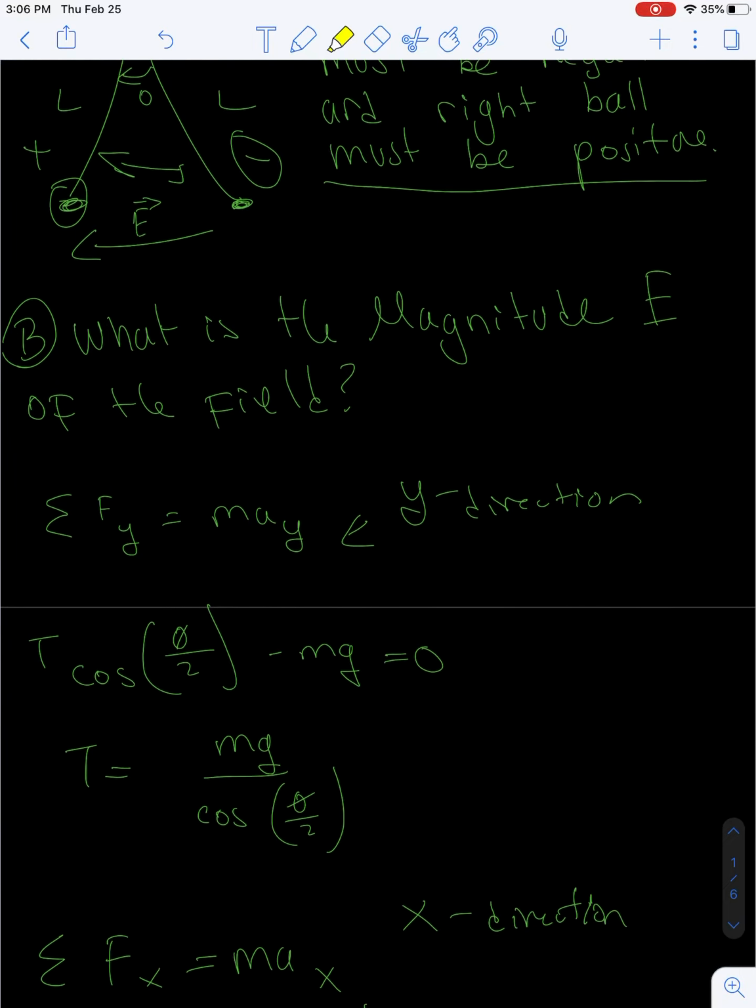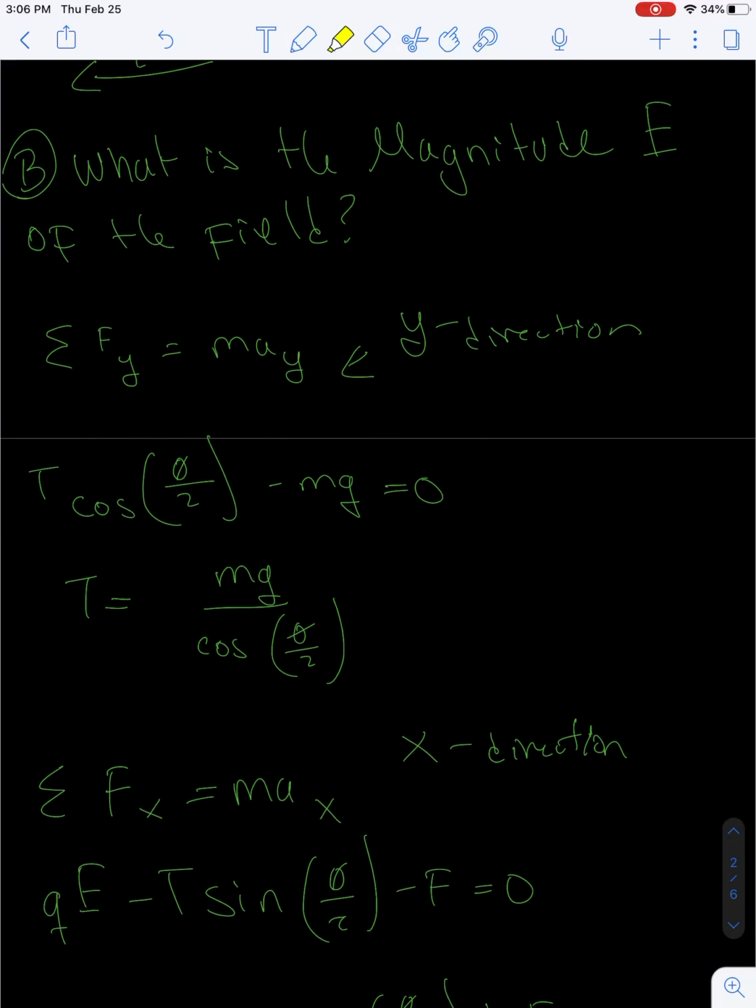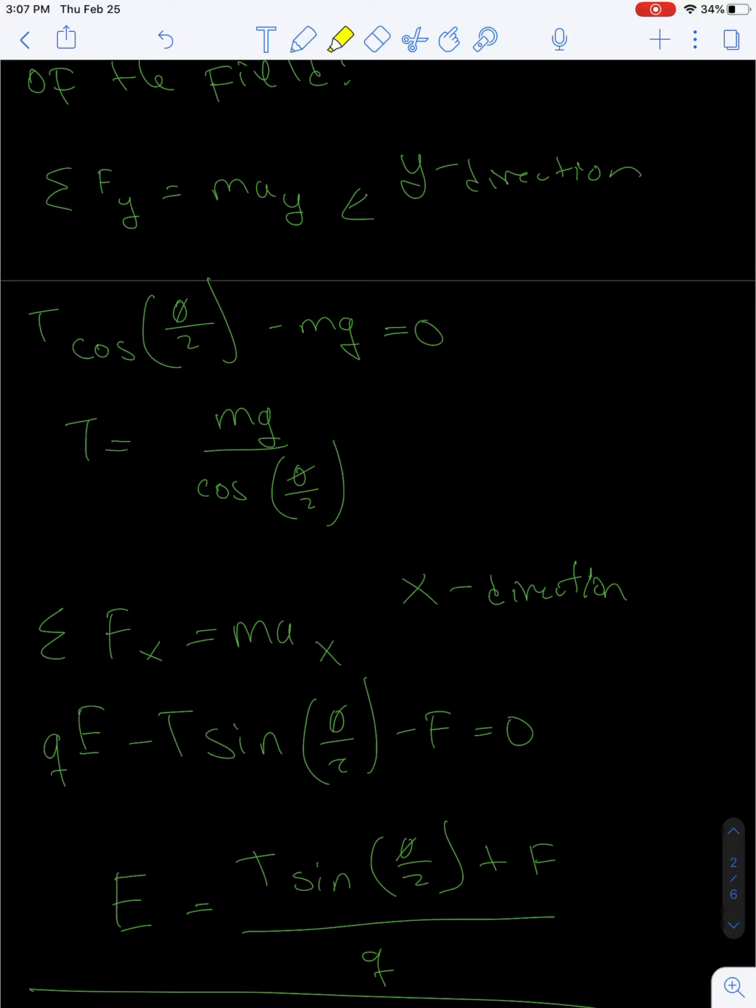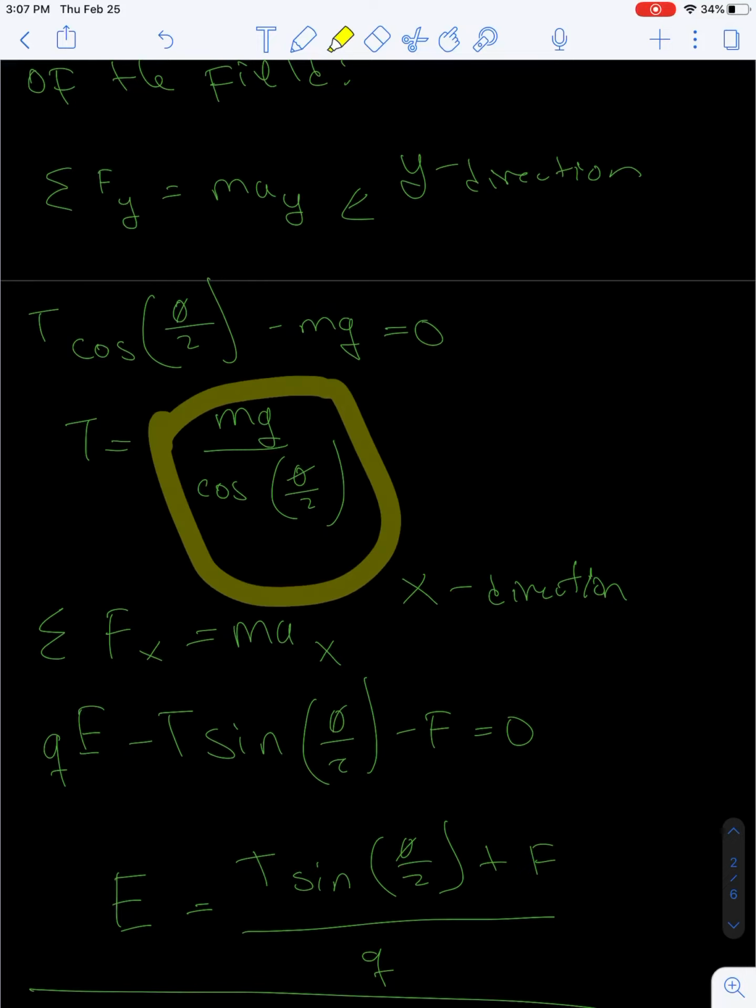Now, for part B, they want to know what the magnitude of the field is. So, I decided to go with the method of using the sum of forces. First, I'm going to solve for y, and then I solve for the x direction. They are both very similar methods. I want the sum of Fy equals m a y. Then I use T cosine theta over 2 minus mg equals 0. T equals mg over cosine theta over 2.